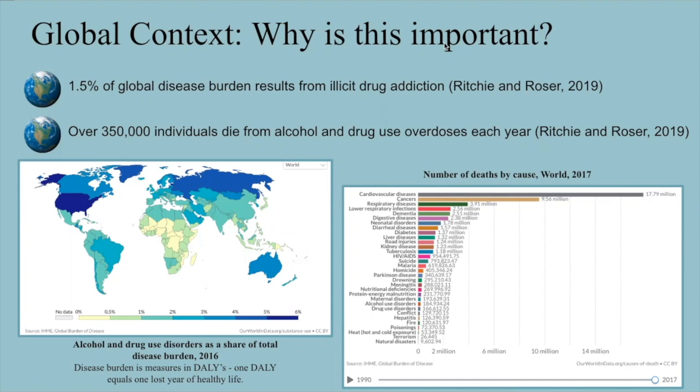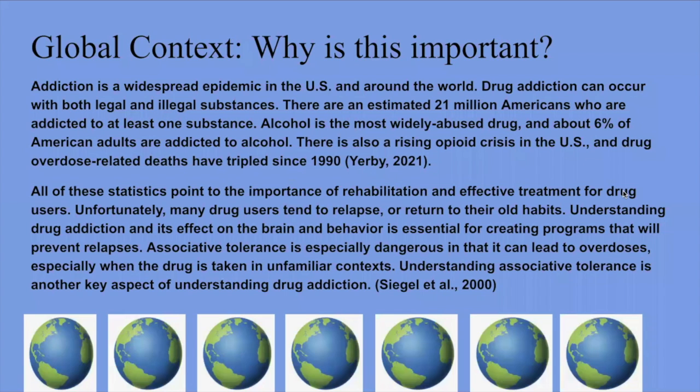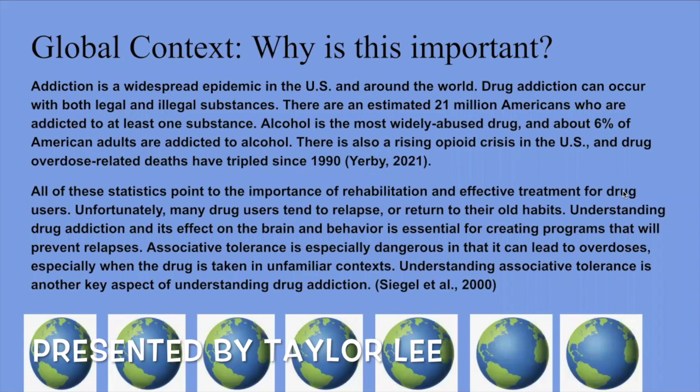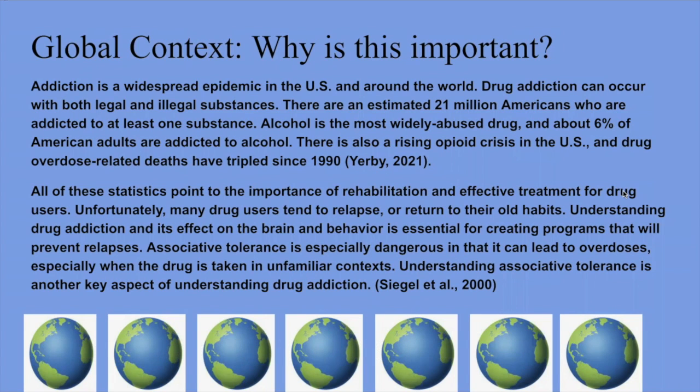This is important because substance abuse can result in an abundance of negative health outcomes other than death, including emotional distress of family members, economic hardship, injury, criminal records, and houselessness. All of these statistics point to the fact that we really need to focus on rehabilitation and effective treatment for drug users because many drug users do tend to relapse or return to their old habits. Understanding addiction and its effect on the brain and behavior is essential for creating programs that will prevent relapses. And we know associative tolerance is especially dangerous in that it can lead to overdoses, especially when the drug is taken in unfamiliar contexts.